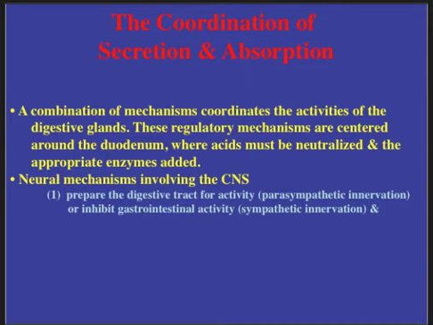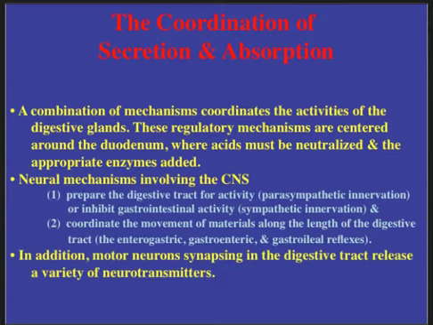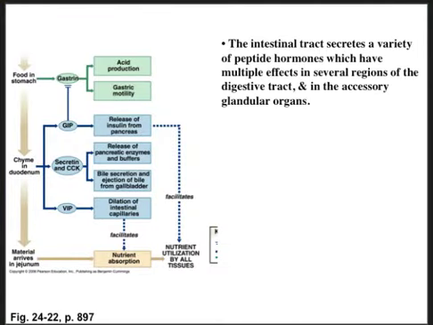They can also inhibit gastrointestinal activity through sympathetic innervation. We can also coordinate the movement of materials along the length of the digestive tract using the enterogastric, gastroenteric, and gastroileal reflexes. And basically, these are coordinated by the enteric nervous system. In addition, motor neurons that synapse in the digestive tract release a large variety of neurotransmitters. The intestinal tract secretes a variety of peptide hormones that also regulate its activity. They have multiple effects on different regions of the GI and in the accessory glandular organs.